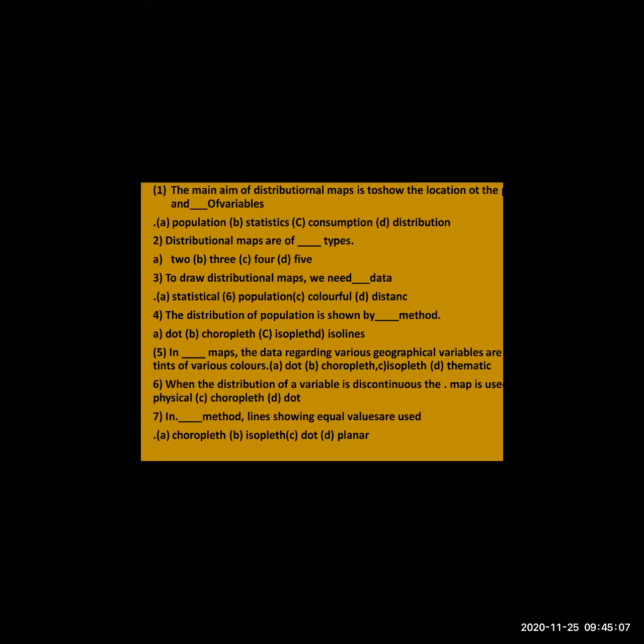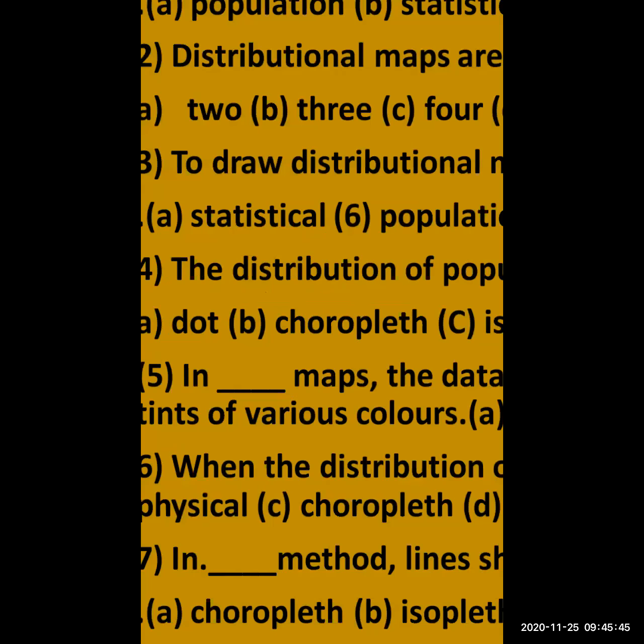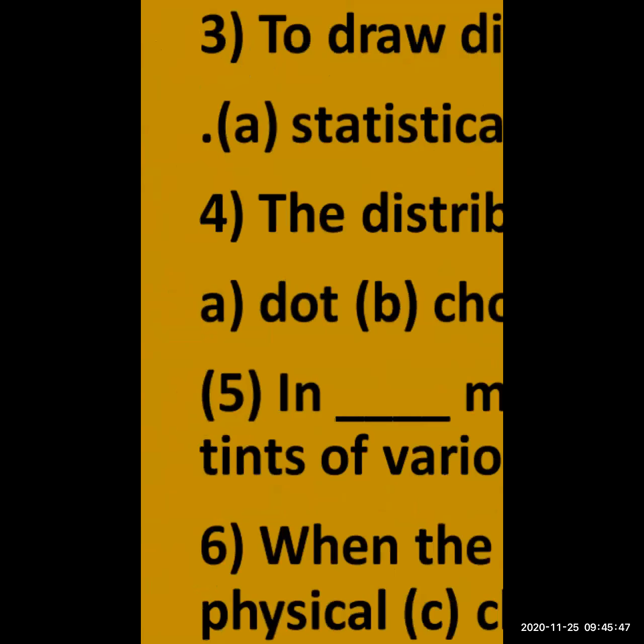In dash method, lines showing equal values are used. Okay, tell me, in which method are we using lines? In which method are we using lines? Okay, very good. In isopleth method, we are using lines. Yes. Okay, very good. Prashant Pandey, Anshu Chaurasia, very good, very good. The new names are coming. It seems good. Okay, just wait.